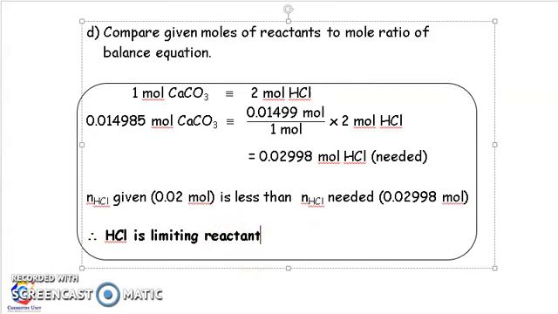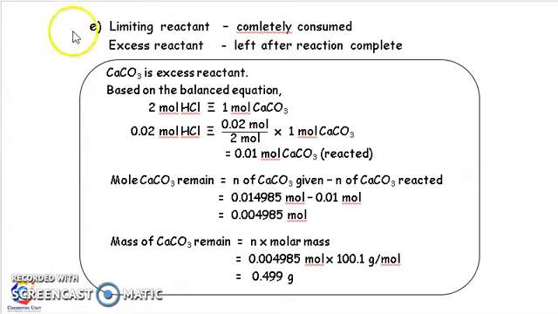Next, since we know calcium carbonate is the excess reactant, we need to find out the mass of the excess reactant. Again, we need to compare calcium carbonate with the hydrochloric acid. We always must compare with the limiting reactant.